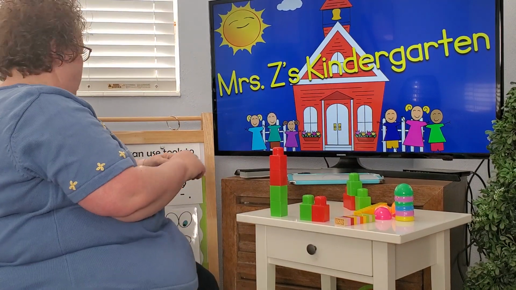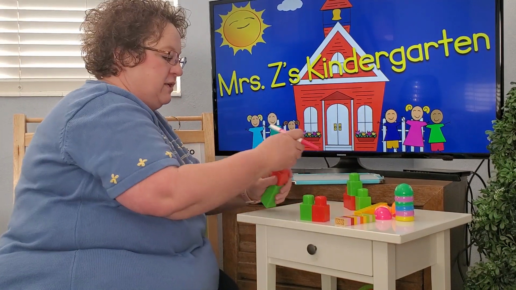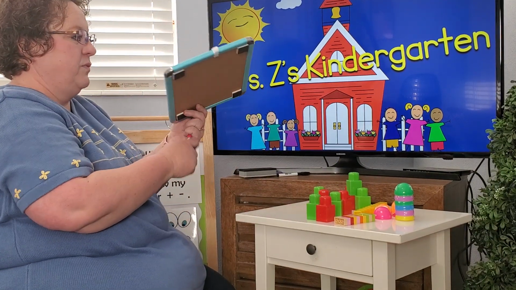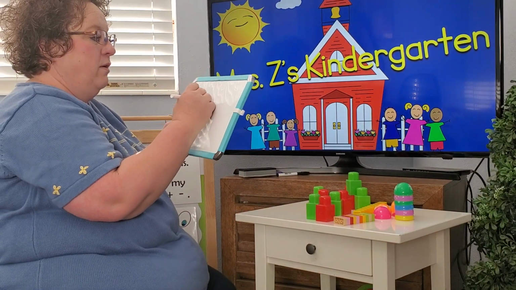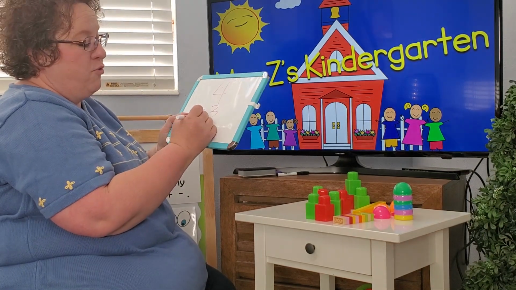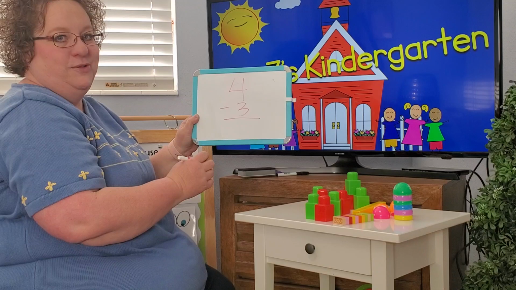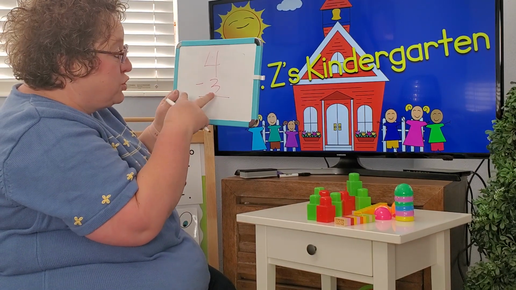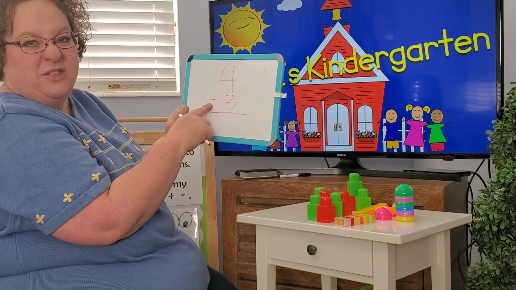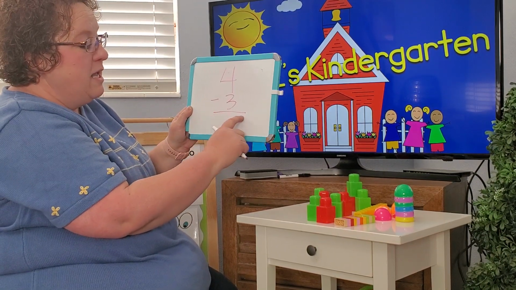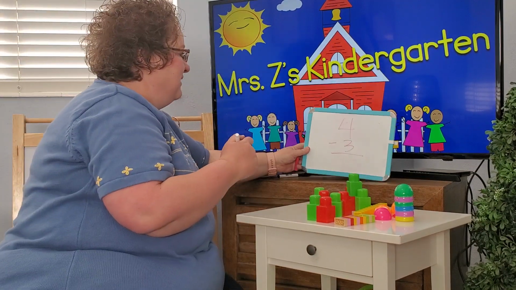All right, last problem today. This one we are going to start with 4. And we're going to take away 3 of them. All right, I'm going to see it. I'm going to notice it's subtraction. Then I'm going to say it. 4 take away 3 equals. All right, let's solve this one.